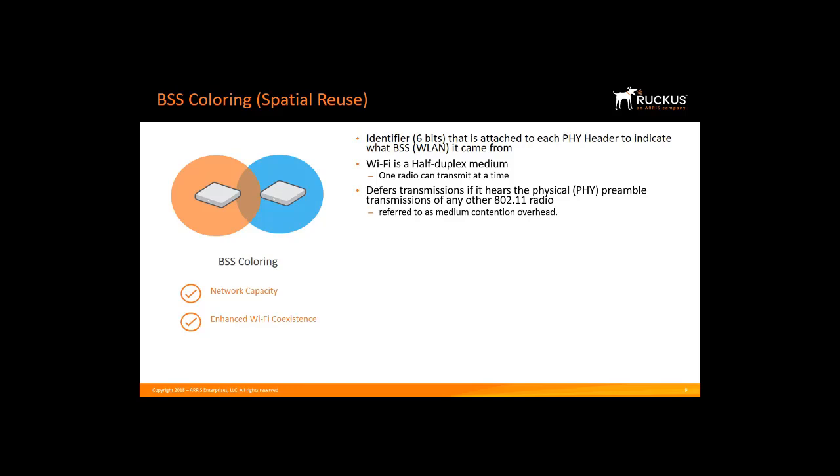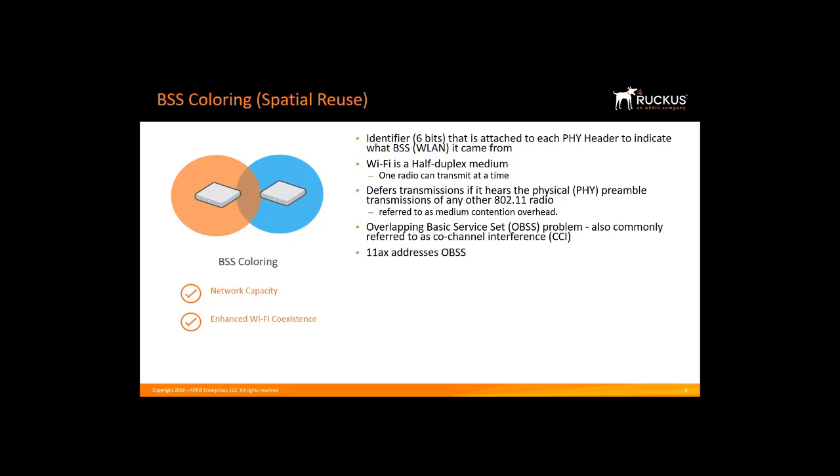In high-density venues, such as a stadium or large conference rooms, this problem becomes more acute because of the number of APs and clients. Unnecessary medium contention is referred to as overlapping basic service set, abbreviated OBSS, also commonly referred to as co-channel interference, or CCI.